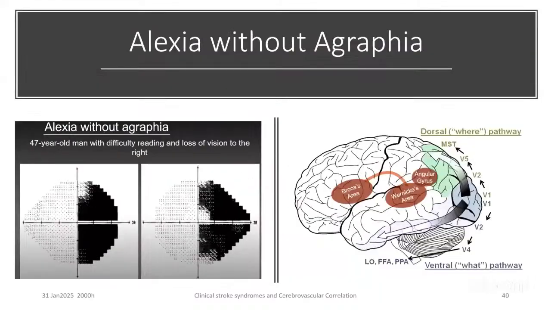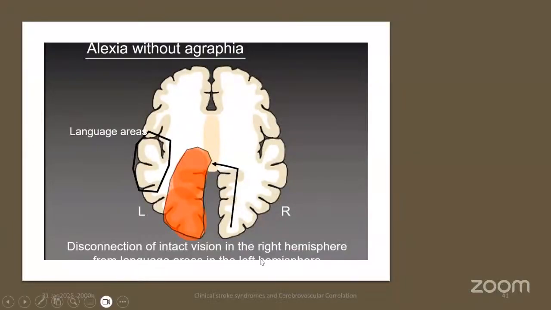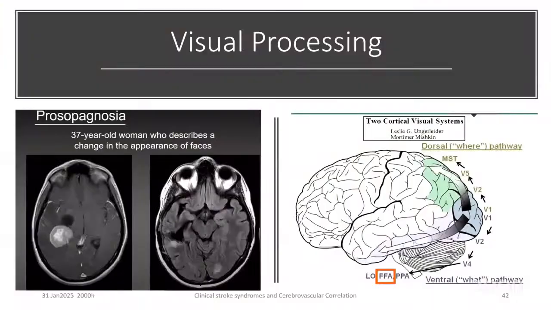What happens in alexia is a disturbance in conduction from the right occipital cortex to the language areas. There is a defect. So you can see the disconnection of the intact vision of the right hemisphere from the language areas in the left hemisphere. That's why you can't read, alexia, but writing is coming from within. So there is no defect in the motor area, so there is no agraphia. That is another important aspect of the assessment.